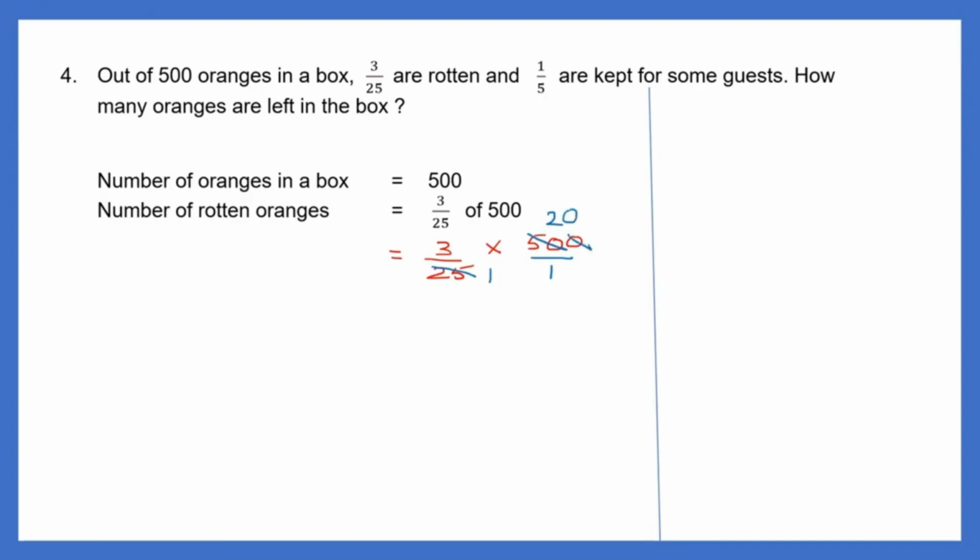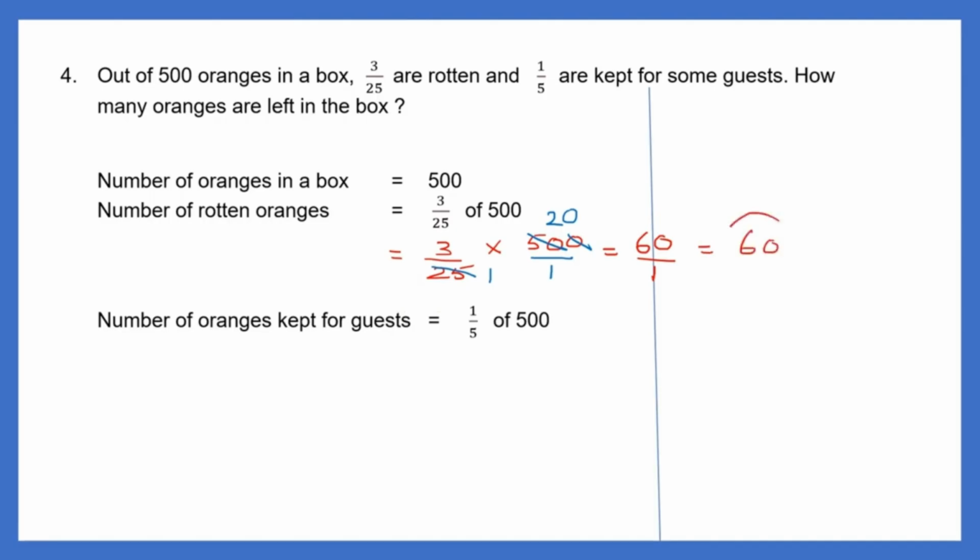So now I get the numerators. Let me multiply. 3 twos are 6. 3 into 20 is 60 by 1, which is 60. So how many oranges are rotten? 60 oranges are rotten. Now, let me write it there to make it easier for you. 60 oranges are rotten. 60.